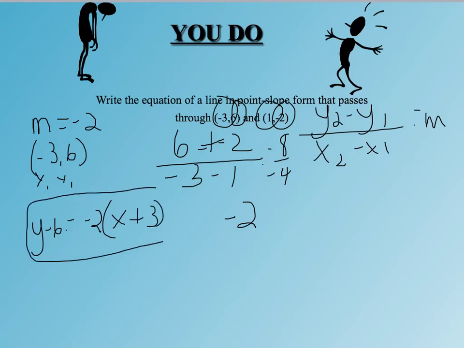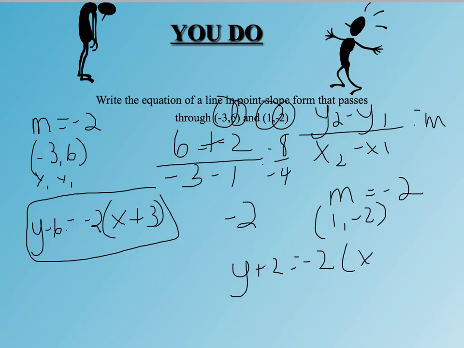If you use the other point, our slope is always going to be the same, negative 2, but if you use the point (1, negative 2), your equation would look like this: y plus 2 is equal to negative 2 times x minus 1. Both of these equations are the same line. We're just talking about different points that are on the same line.